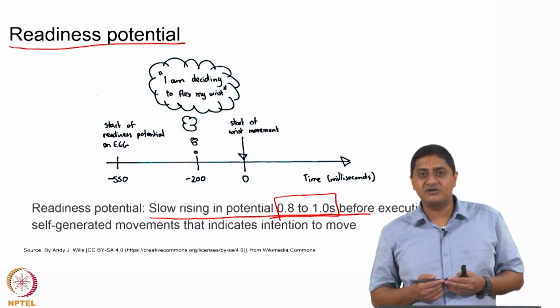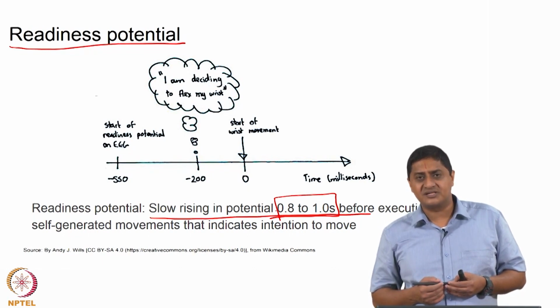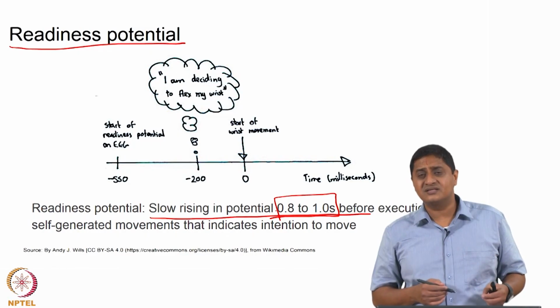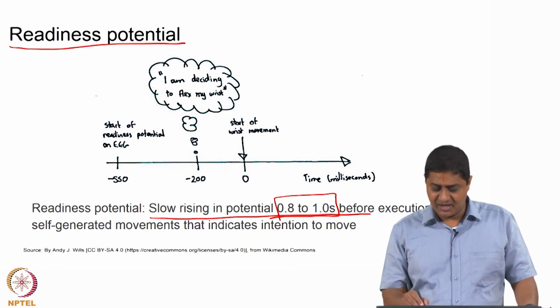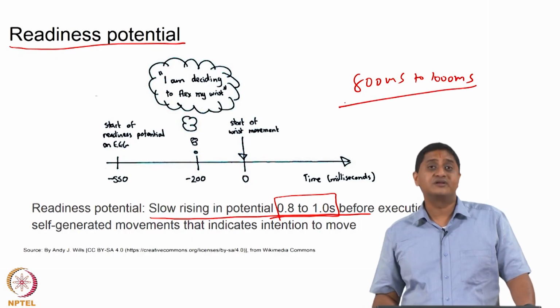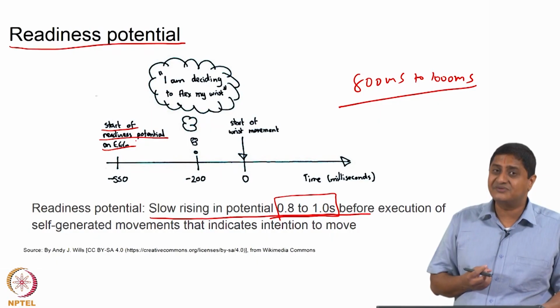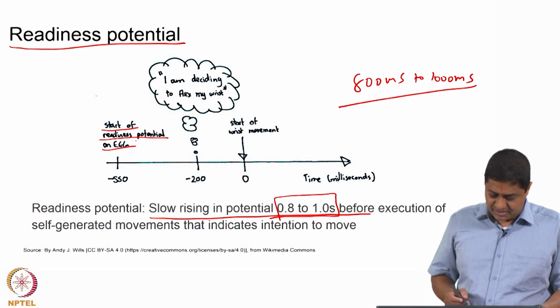This is in response to stimuli, but suppose there is an intention to act, how much in advance is there a preparation that is going on? In that case, the preparation can be about 800 milliseconds to 1000 milliseconds in advance. So, start of readiness potential. This readiness potential is something that can be easily observed in EEG, right.